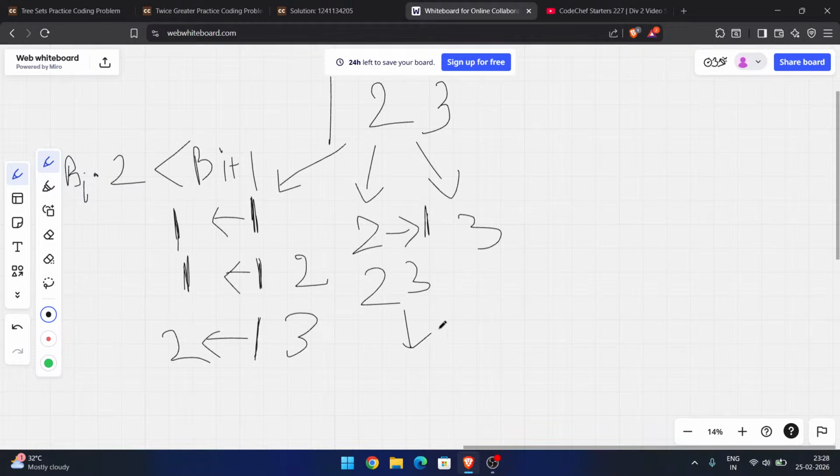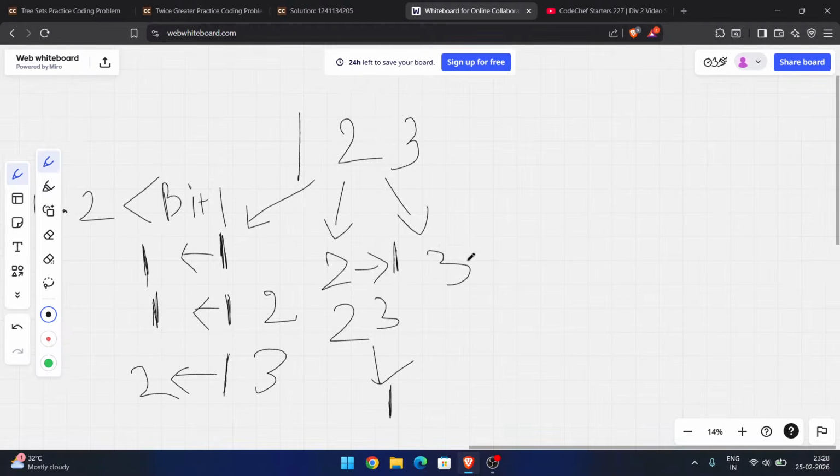Now, if we take 2, 3, then also the answer is 1 only, because the first element is 2, so the second element must be 2 into 2, that is 4, so it should be greater than 4. But here it's 3, which is less than 4, so we can't take this element. Okay, so the answer would be 1. Now, for these 3, the answer is 1. So, what is our total answer?